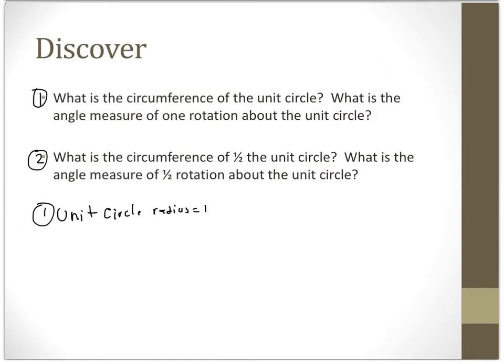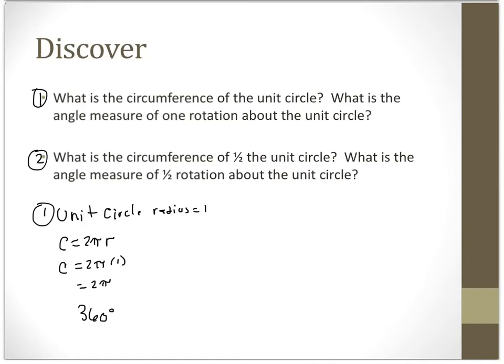Okay, so coming back to this, we'll confirm that you had this set up right. Well, we know in the unit circle the radius is equal to 1. So circumference is equal to 2 pi r. So the circumference of the unit circle would just equal 2 pi. One rotation around the unit circle would be 360 degrees.